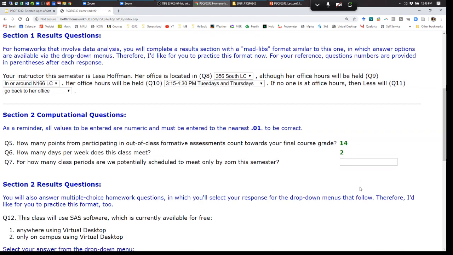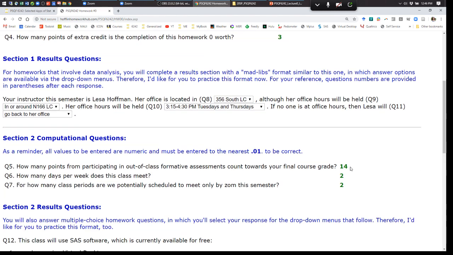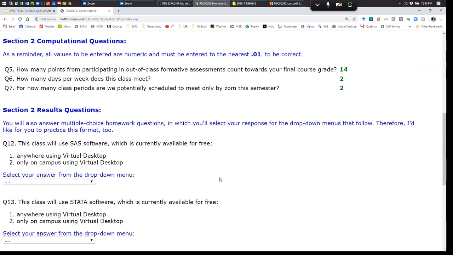And for how many class periods are we currently scheduled to meet? Only by Zoom. Well, let's call that Zoom. Zoom, yeah, it's a new platform. You haven't heard of it? Yeah, it's 2 right now, but I will let you know if we actually have to do that. It depends on how many people have been set up for comprehensive exams.